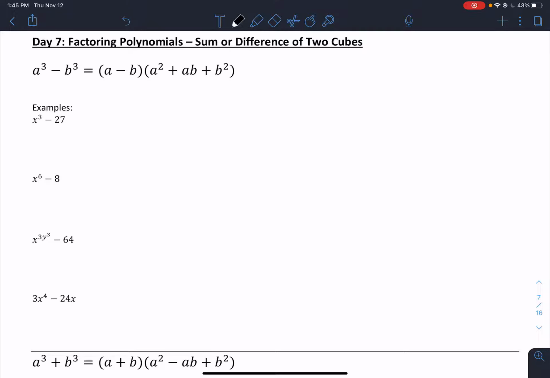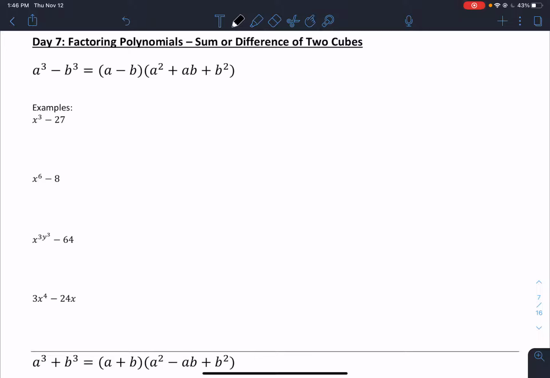Hey there, folks. So today we're going to look at factoring polynomials, and we're going to specifically look at the sum or difference of two cubes pattern of factoring. So we're going to start with the difference of two cubes. We have a cubed minus b cubed equals a minus b times a squared plus ab plus b squared.